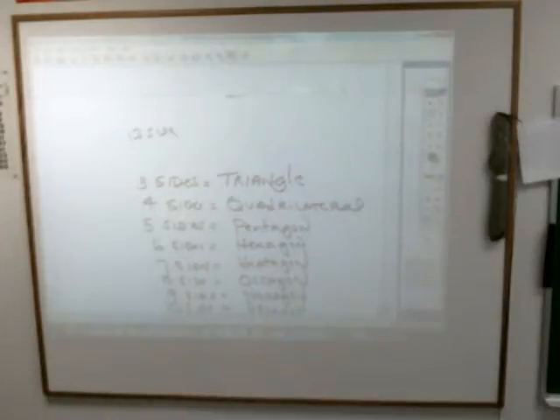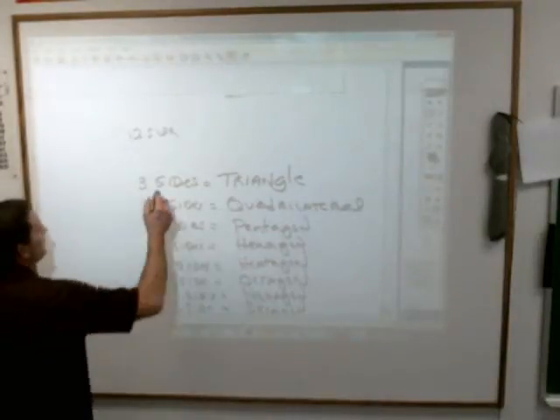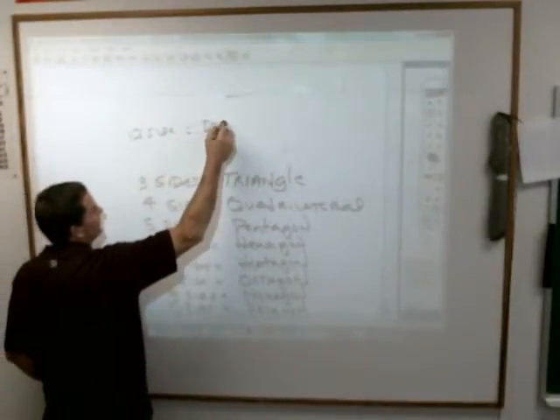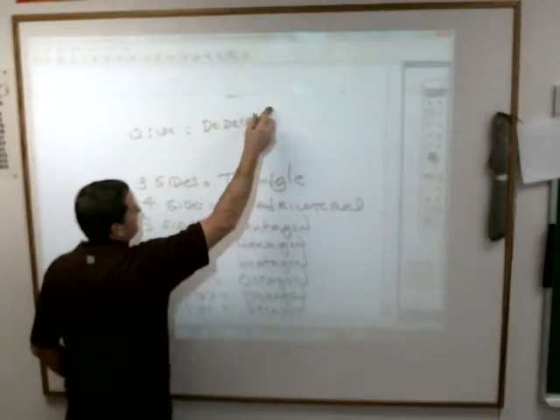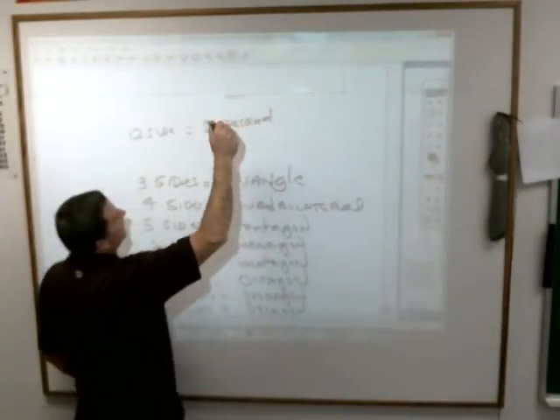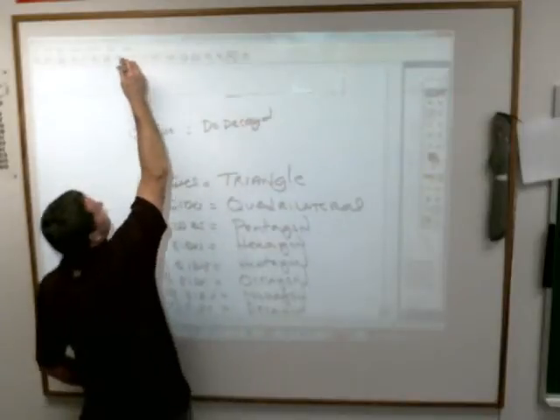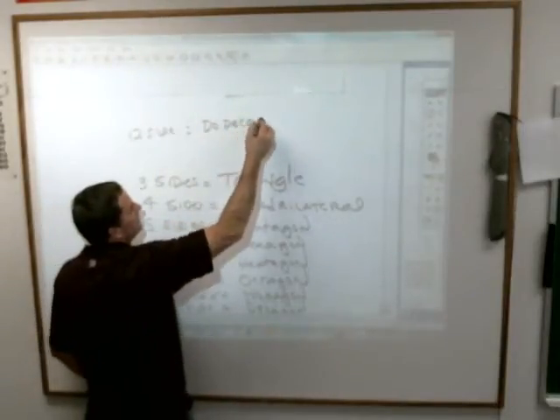Oh, it does give us 12. I'm sorry. Yep, a nonagon, decagon. Oh, they even give us a hendecagon, 11 sides. But I won't put that in here because I've never heard that before. Okay. Dodecagon.